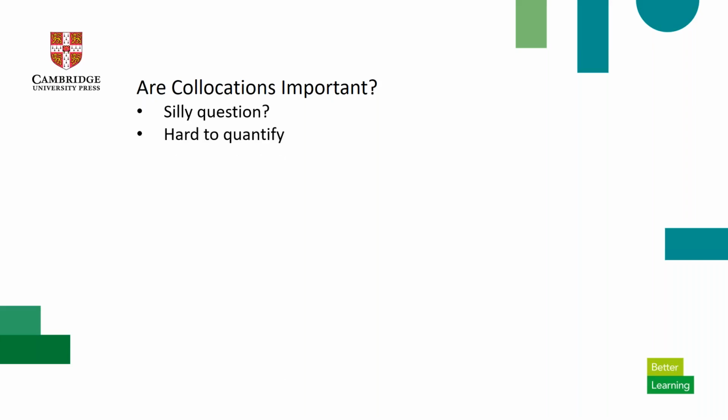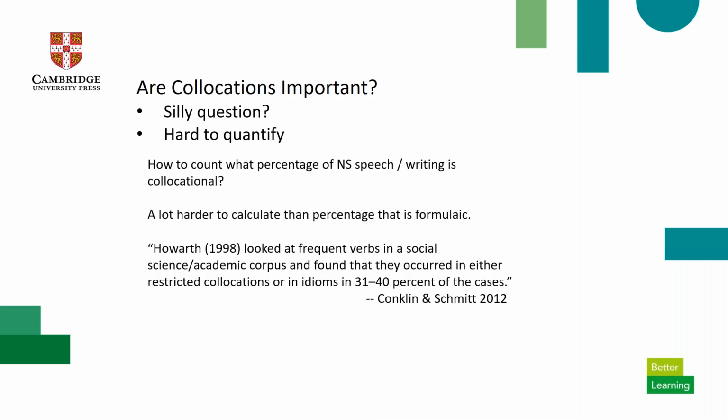For one thing, a lot of people say, well, we don't really know because it's kind of hard to quantify a collocation. How do you even say how many collocations there are? Because they go on this continuum from weak to strong. How do you count what percentage of native speaker speech or writing is collocational? And if you can't do that, how important is it? It's a lot harder to calculate that than what percentage of speech or writing is formulaic.